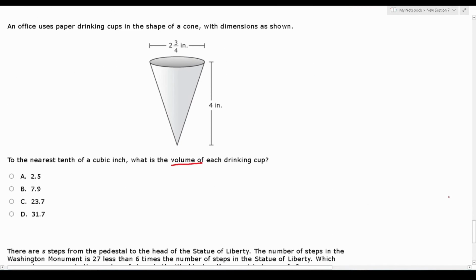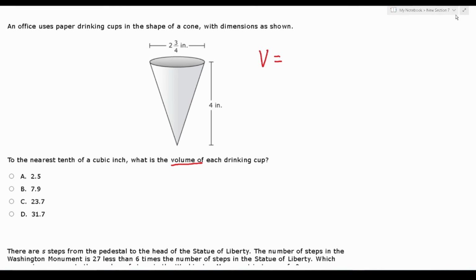All right, so this next question says an office uses paper drinking cups in the shape of a cone with the dimensions as shown. To the nearest tenth of a cubic inch, what is the volume of each drinking cup? In this case, we're just simply going to find the volume of this cone, plug it into that formula, and be done with this. So let's go ahead and get started.